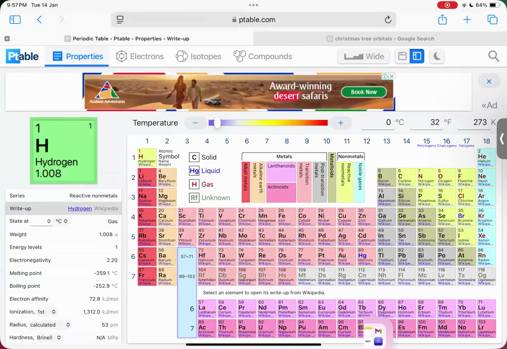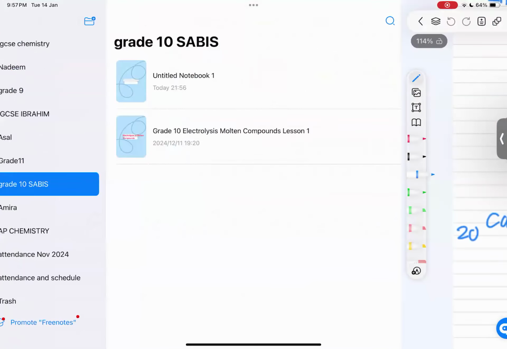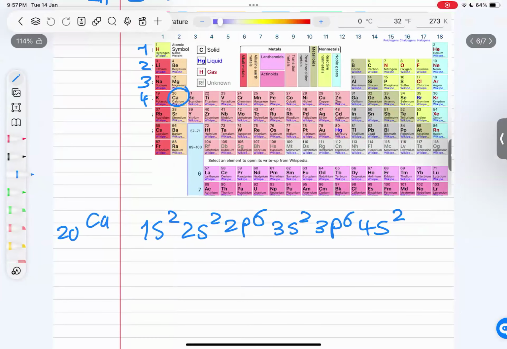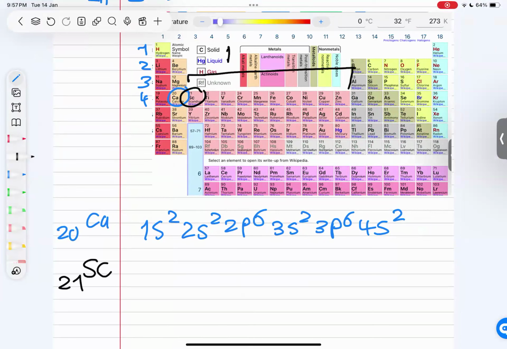The only trick here is that when you go here for scandium, what is the scandium? So scandium is 21. I'm in a new block actually. It's called the D block. This is the block of the transition elements.